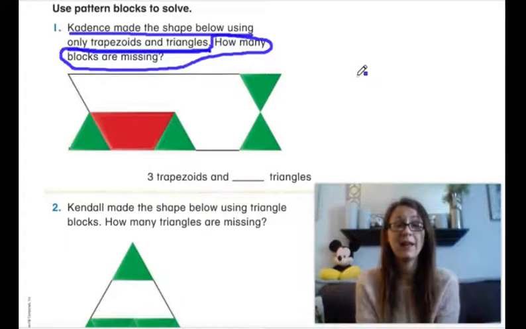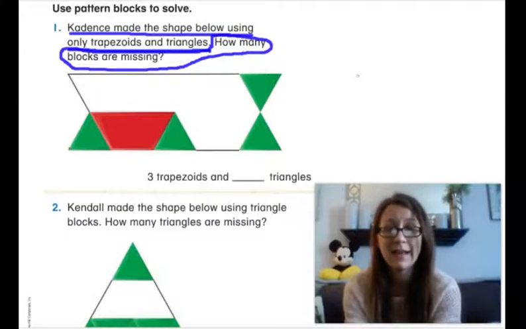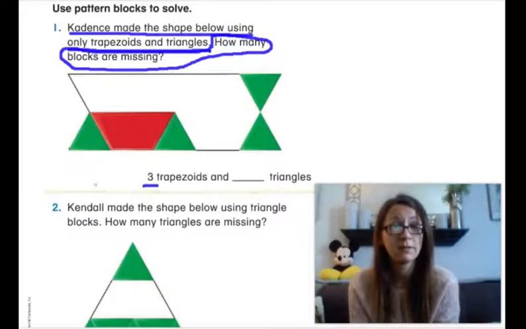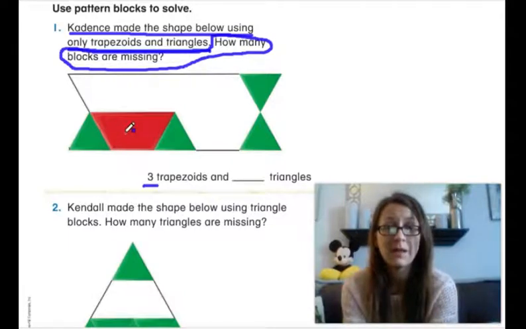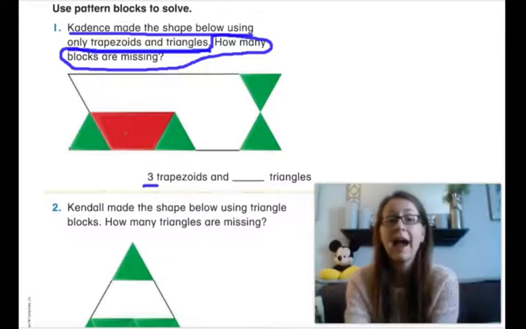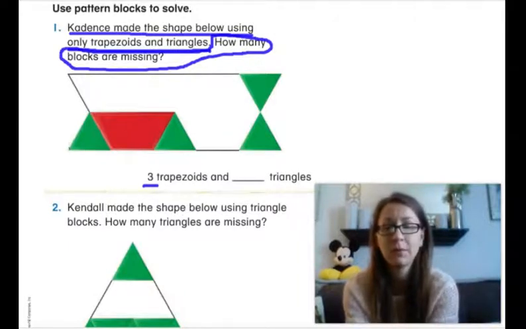So when you fill in your answers for this question, they're actually telling you how many trapezoids are in the question. If you look down here, they're telling you that there should be 3 trapezoids. What you need to find is how many triangles are in this question. So they've already given you 1 trapezoid here, so you need to draw in 2 more trapezoids to complete this question, and then you have to draw in the rest of the triangles that are going to fit in this question. So there is number 1.